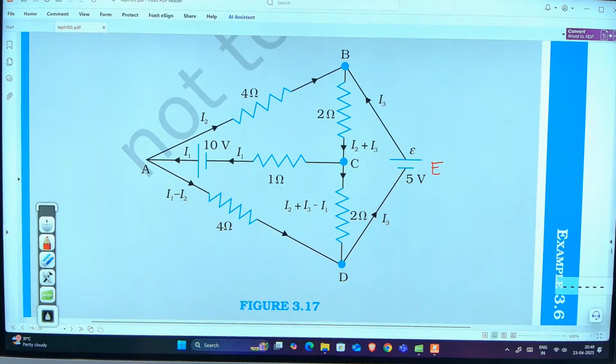How many unknowns are there? 3 unknowns. 3 equations you have to make. Make any 3 equations. There are so many loops possible here. 1, 2, 3, 4, 5. Many loops are possible here. Take any 3 loops of your choice. Please be careful while taking the sign and directions.